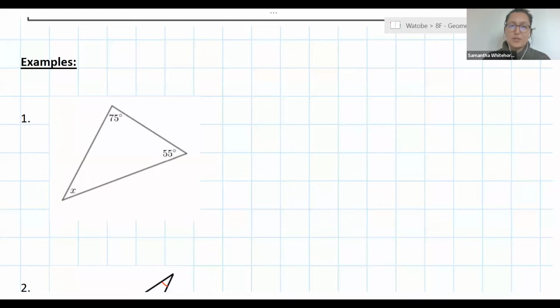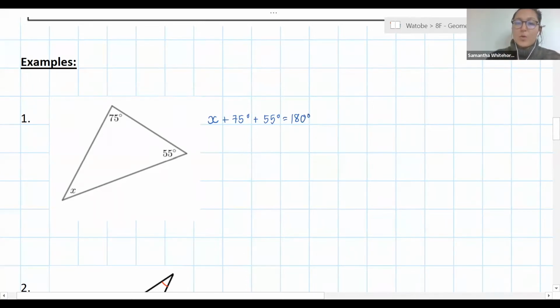Let's have a look at this first one. Any triangle that you work with, when you add up the three angles inside the triangle, you should get 180 degrees. I'm going to do this one with you, and then give you one to try by yourselves. We can set up an equation that says x plus 75 plus 55 is equal to 180. Remember, in geometry we can't just stop there. We always have to give a reason for our statement, and this is sum of angles in triangle.